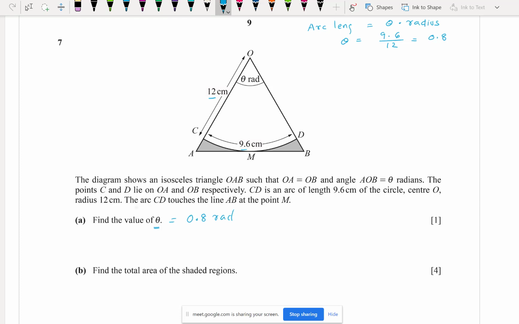Question number 2, part B, says, find the total area of the shaded region. So in order for us to figure out the area of the shaded region, area of the shaded region is area of the big triangle that you see here, AOB, minus area of the sector. Now how do we calculate area of the triangle, Amrita? You need to get height and base, and half of height and base, correct? Area of the triangle is half base multiplied by height.